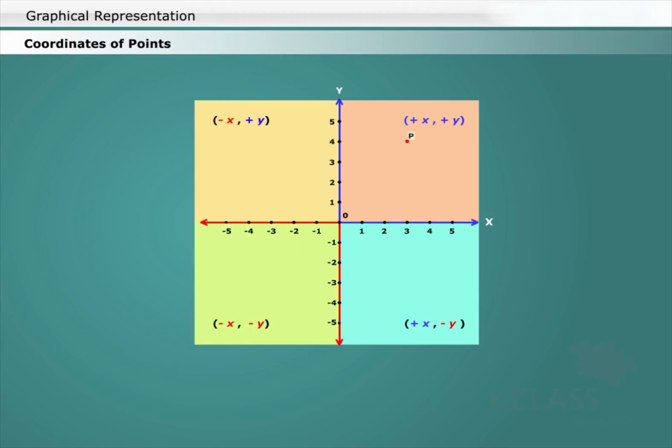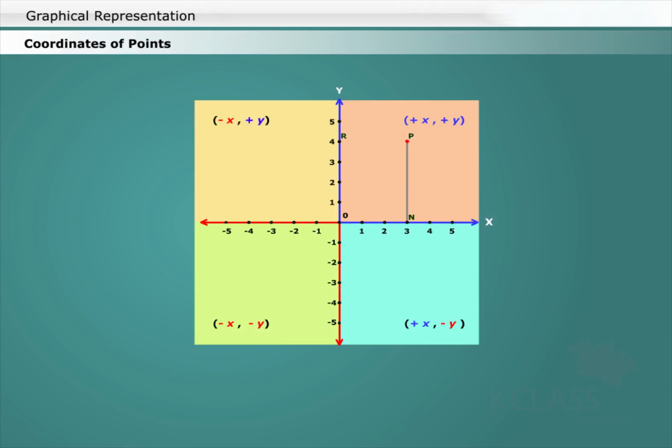Let's see the coordinates of a point P. A perpendicular PN is drawn from P to the x-axis. We see that N is on number 3 on the x-axis. This number 3 is also known as the x-coordinate or abscissa of point P.